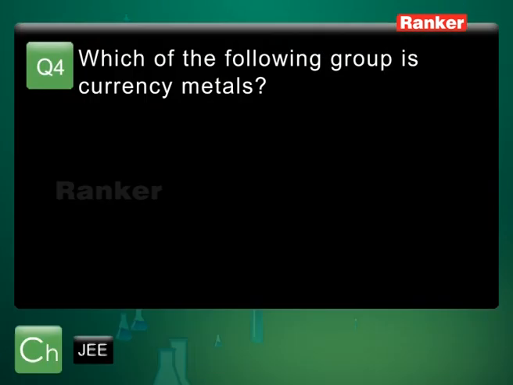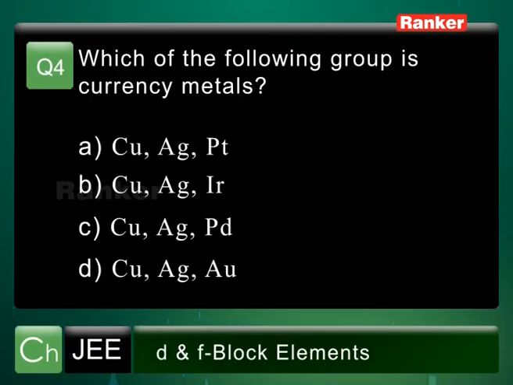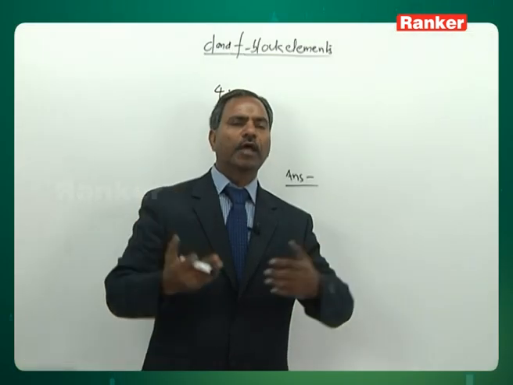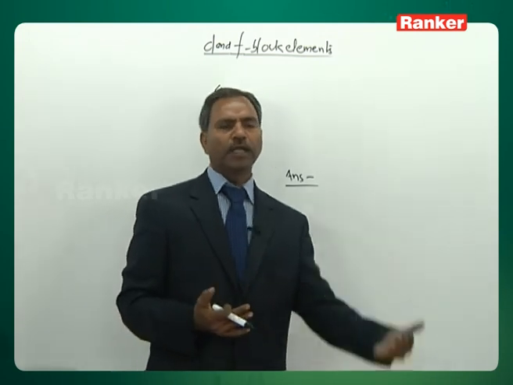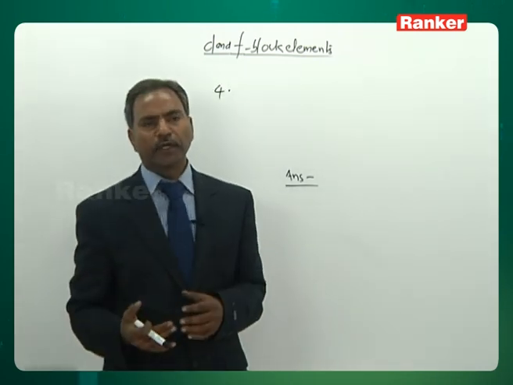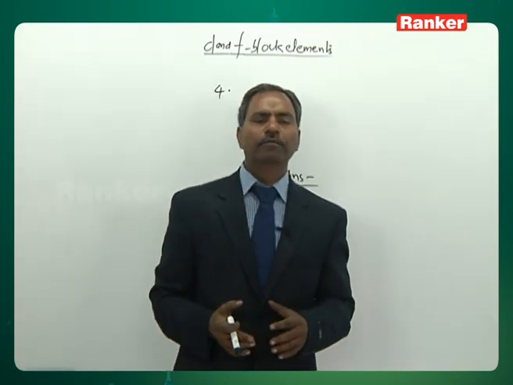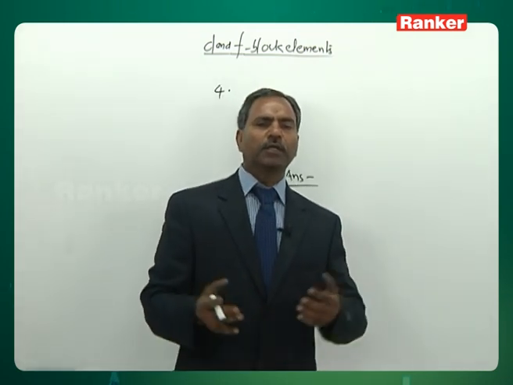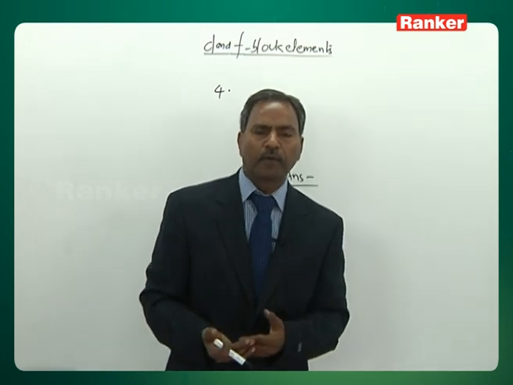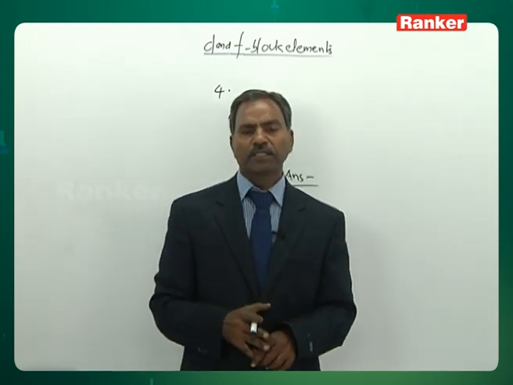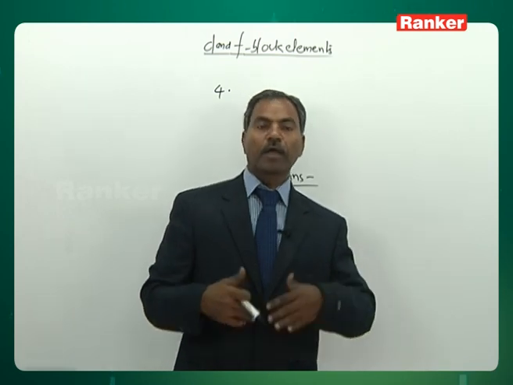Which of the following groups are currency metals? You might know this. Among d-block elements, copper, Ag and Au are generally used in the manufacture of different types of coins. In olden days also, these three metals were much involved in the preparation of coins. Therefore, these metals, Cu, Ag and Au, are commonly known as currency metals or coinage metals.